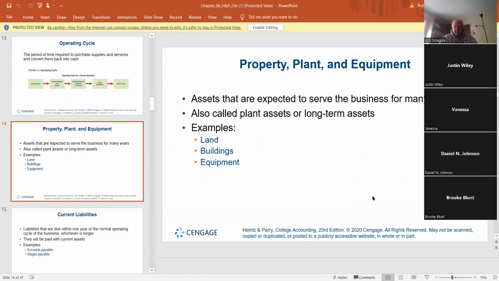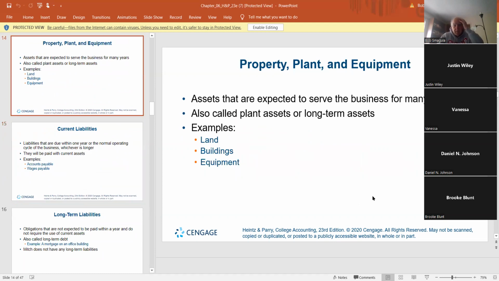Property, plant, and equipment. These are called fixed assets. Assets that are expected to serve the business for many years. Also called plant assets or long-term assets. The most common definition is fixed assets. Land, buildings, equipment, vehicles, things like that. These are your big ticket items that are going to provide benefits for a number of years, which you can then depreciate with an adjusting journal entry.